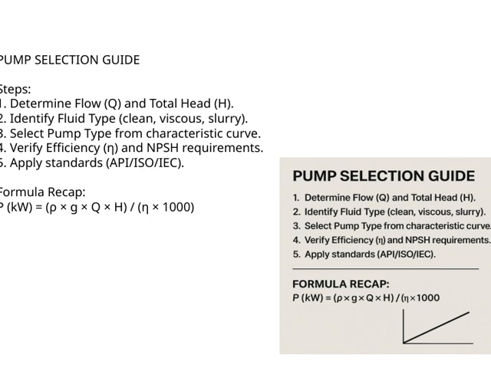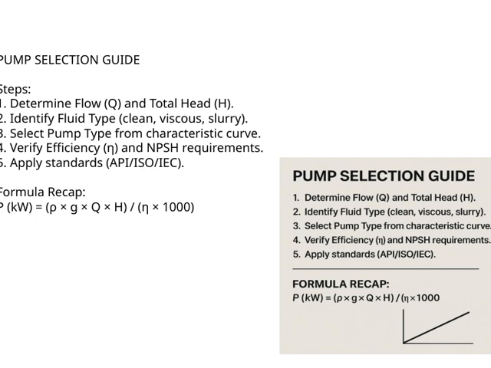Then move on to selecting the pump type by consulting the characteristic curve. Each pump type has a specific curve showing its performance across different flow rates and heads, so this step is essential for matching the pump to your application's requirements. After that, verify the pump's efficiency, represented as eta, and ensure the NPSH, or net positive suction head, requirements are met to prevent cavitation issues. Lastly, make sure your selection complies with relevant standards. This could be API, ISO, or IEC standards, depending on your industry or project specifications.